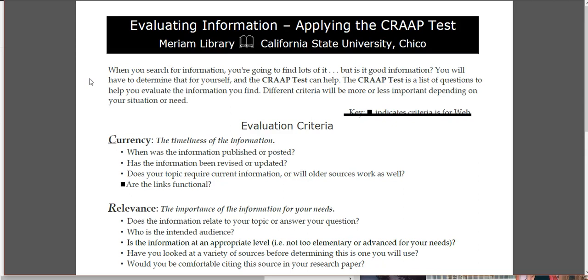And now that we have so many different types of sources that we can find on the internet very easily, sometimes we are finding good information, sometimes we are not. The CRAAP test is a list of questions to help you evaluate the information you find. So depending on what you are searching and what your information needs are, some of these criteria are going to be more or less important, and that's for you to decide. But let's take a look at some of these criteria before we start searching, just so we're a little bit more familiar with them.